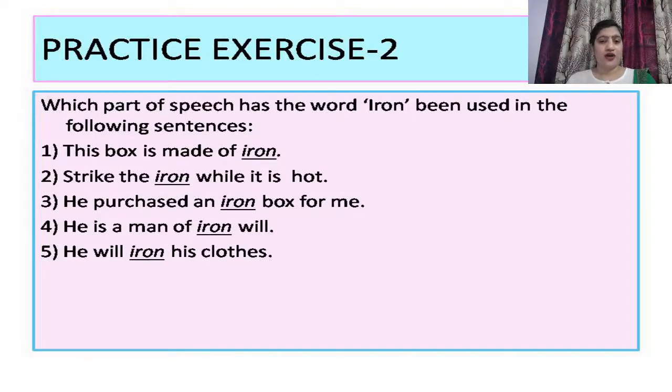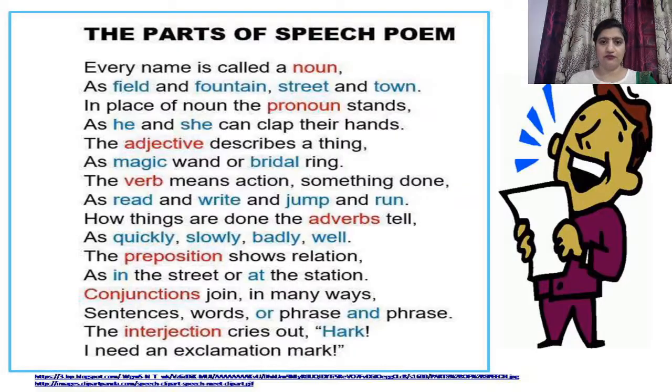He is a man of iron will. Will is a noun here. It means strong determination or willpower. So what kind of a will does he have? He has iron. So here iron is describing the noun will. So iron is an adjective. He will iron his clothes, means he will make his clothes wrinkle free by using the heat press, right? So iron here is a verb.